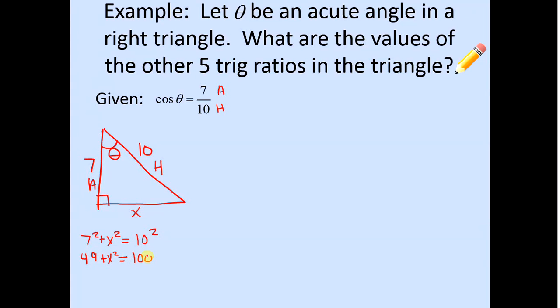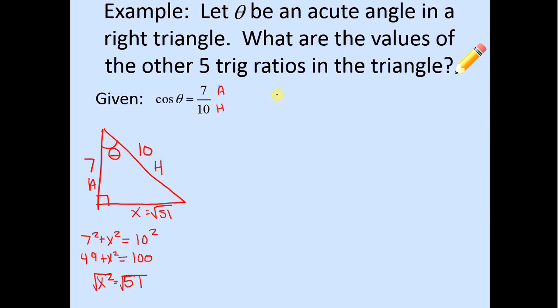49 here and 100 there. Okay, I'm going to subtract 49. So I will get 100 minus 49. I'll get 51. Square root both sides. That's just going to stay the square root of 51. That doesn't break down, unfortunately.